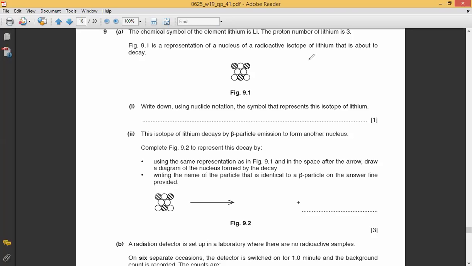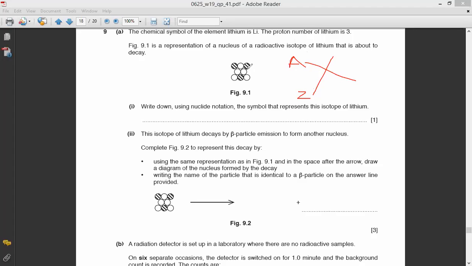I hope you know how to write an element. When they say an element, X, and then this is A, this is Z. What does Z represent? Z represents the atomic number. A represents the atomic mass, or it could also be the mass number. The atomic number is the proton number. The mass number is the proton number plus the neutron number.